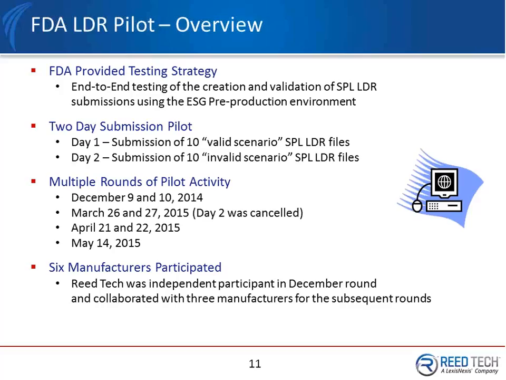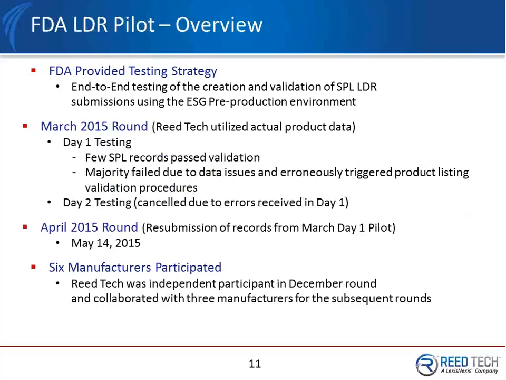So then on May 14th, there was a final round of testing with the group that was in place. Within this group, there were six manufacturers. Initially, however, in December, Reed Tech was an independent participant in that round. So at that time, all we had was our fictitious information. Obviously, we're not a drug company, so we don't have real lot distribution data to report, so we had to kind of mock up some data. But then later, in the later rounds, we collaborated with three manufacturers for those submissions, so then we were able to use real-life information and effectively give some better testing to the FDA.